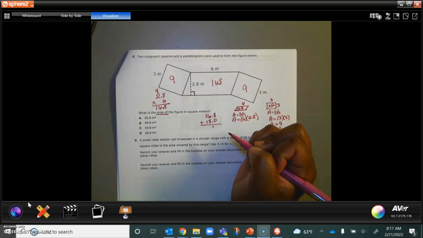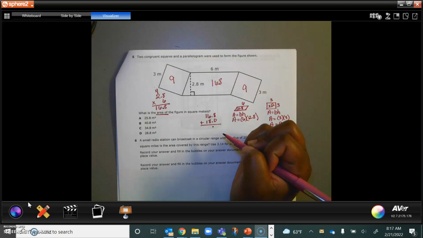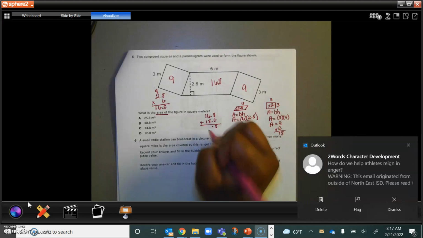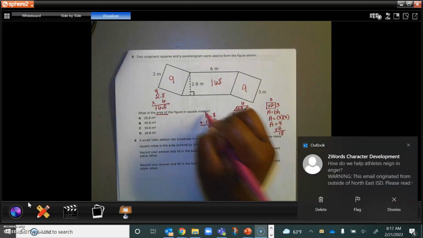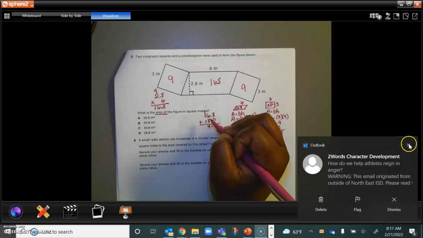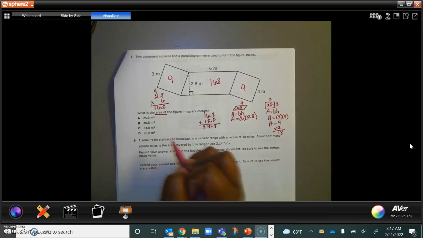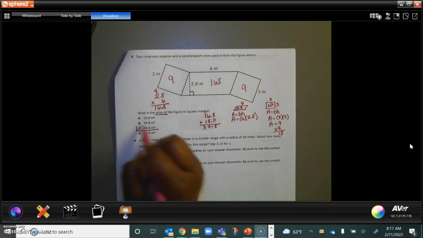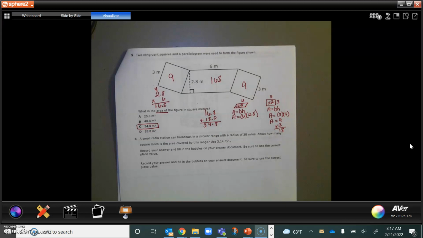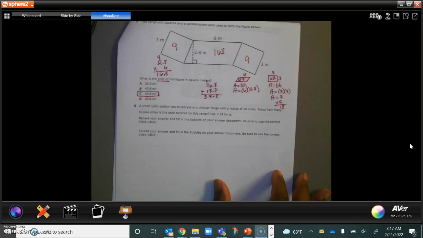Remember, when you're adding and subtracting decimals, those need to line up. So this is 8, 14, and you have 34.8.